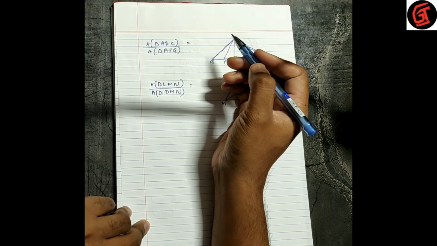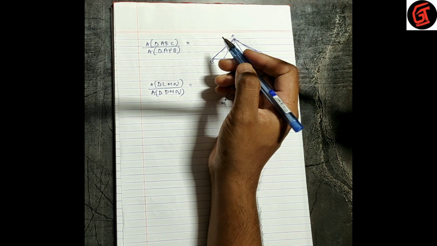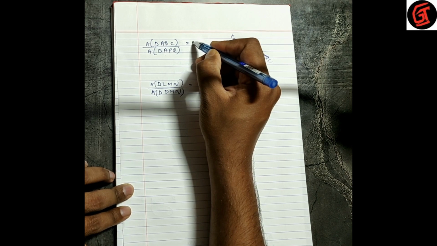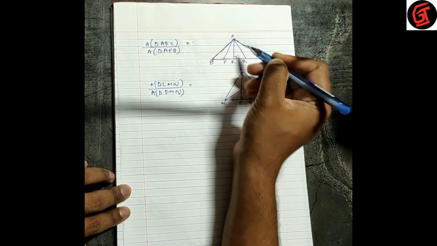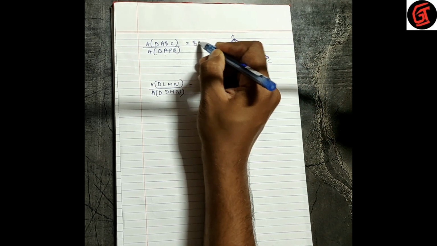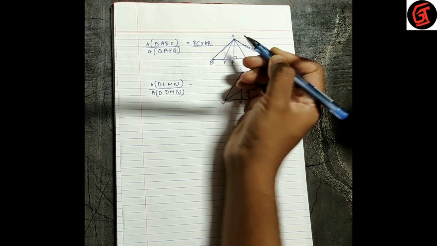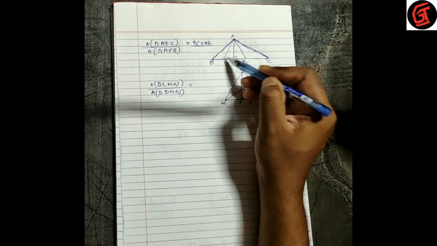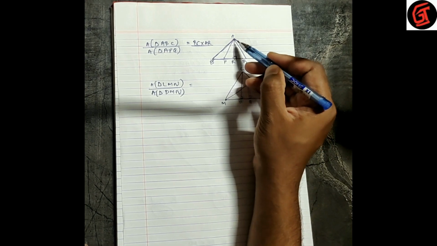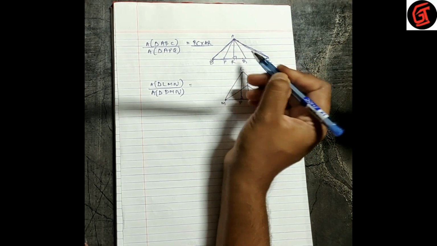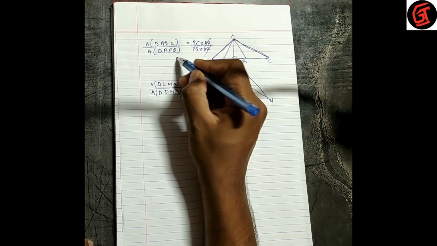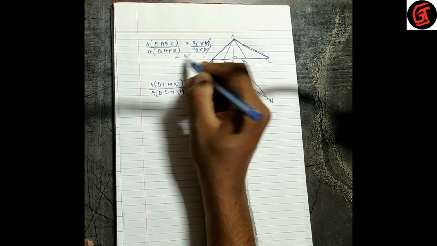So what is the property? Ratio of areas of two triangles is equal to ratio of product of base and corresponding height. So this is equal to base and corresponding height. What is the base? BC, and what is the height? AR. So BC into AR upon APQ. What is the base? PQ, and what is the height? AR. So here also PQ into AR. If you see here, the heights get cancelled, so we get BC upon PQ.